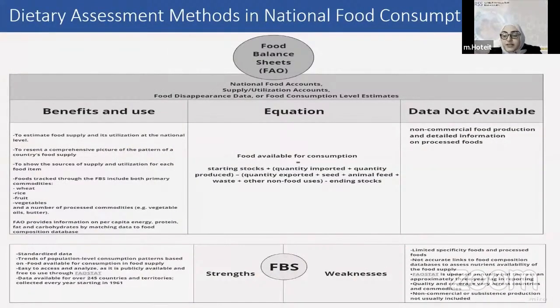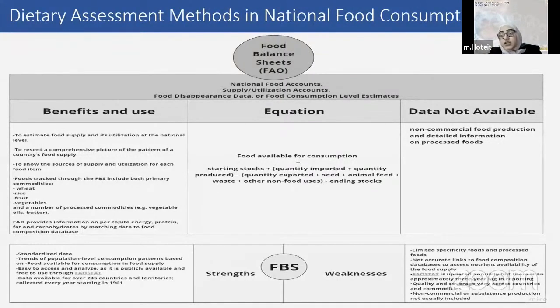So starting with the first dietary assessment method, which is the food balance sheet, also referred to as national food accounts, supply accounts, utilization accounts, or even food disappearance data or food consumption level estimates, developed by the FAO in conjunction with the National Statistics Office, and they are commonly used to estimate the food supply and its utilization at the national level. Usually the foods tracked through the FBS include wheat, rice, fruit, and vegetables, and also a number of processed commodities. And the most important thing is that the food balance sheet data present a comprehensive picture of the pattern of the country's food supply and show the sources of supply and utilization for each food item.